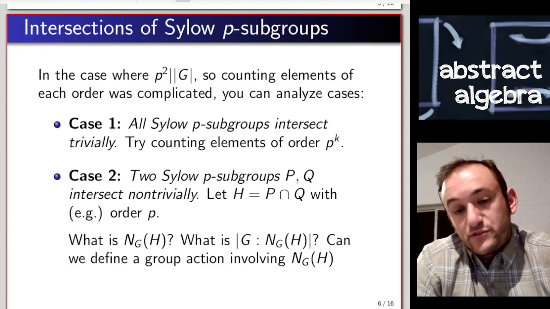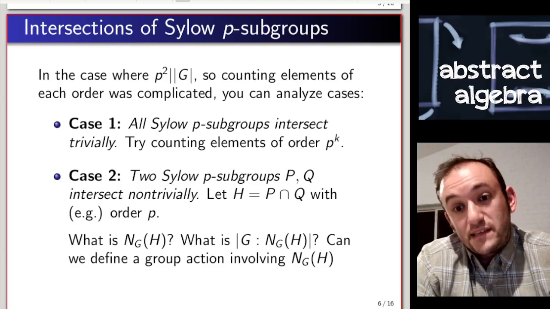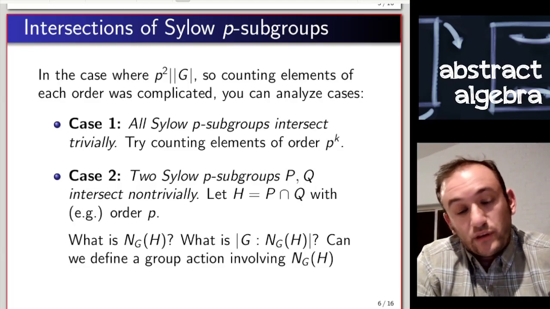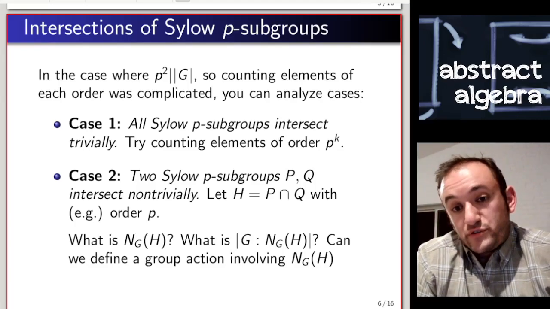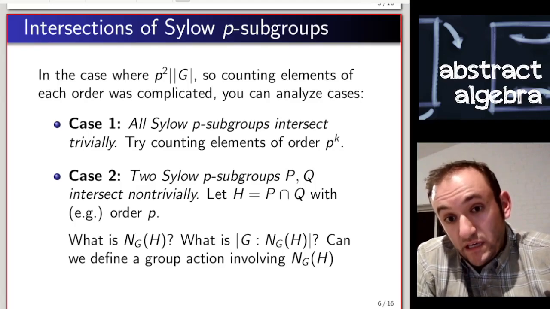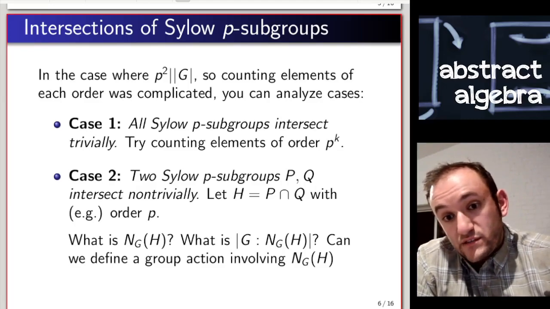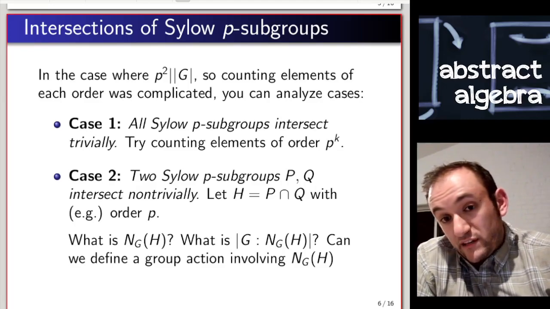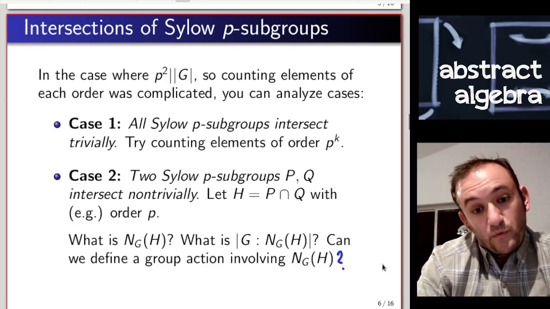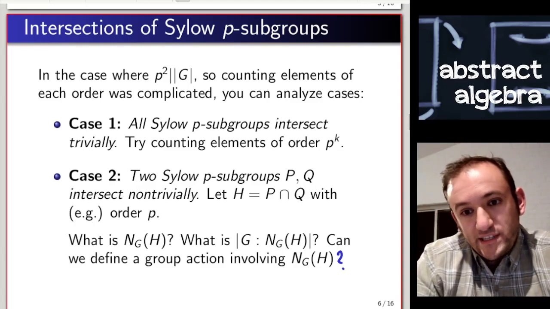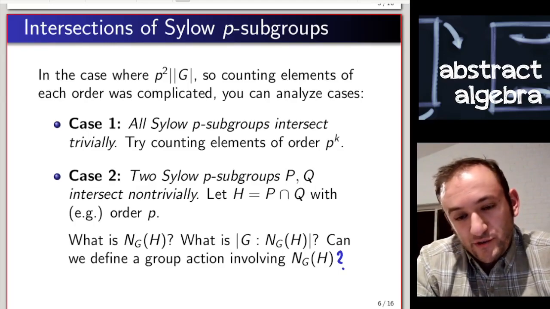The second case is where they intersect non-trivially. And then you can look at their intersection. What does the intersection of those two groups look like? So for instance, if we're looking at 2 Sylow P subgroups of size P squared, then their non-trivial intersection will be of order P. And then we can look at the normalizer of that subgroup and the index of the normalizer of that subgroup. Maybe we can define a group action involving that normalizer. Okay? But again, this is kind of worst case in terms of an exam question, though it comes up a lot for trickier orders of groups.